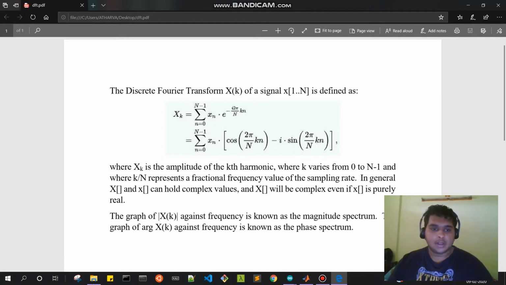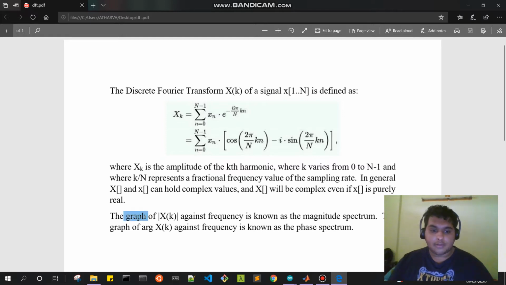Basically, the discrete Fourier transform, or DFT, is the signal that we get when we sample the DTFT signal. The discrete Fourier transform X(k) of a signal x(n) is defined as shown here: X(k) = sigma n=0 to N-1 of x(n) times e to the power minus i 2 pi by N times k. The cosine value is the real coefficient and the sine value is the imaginary coefficient.